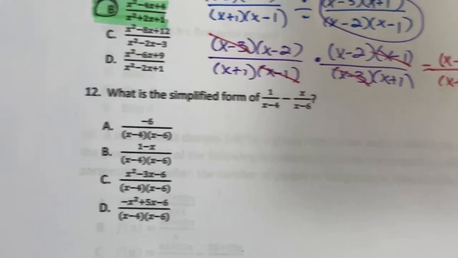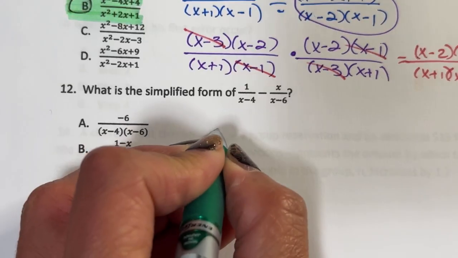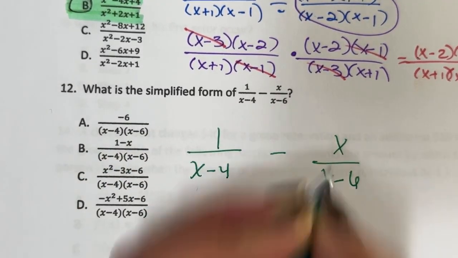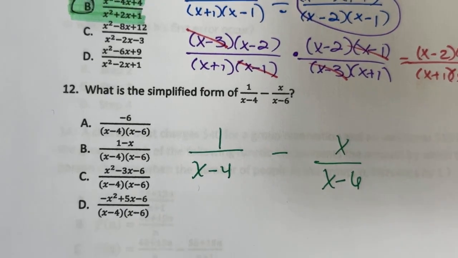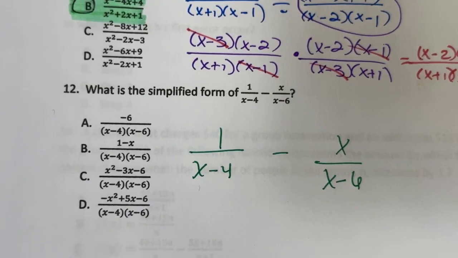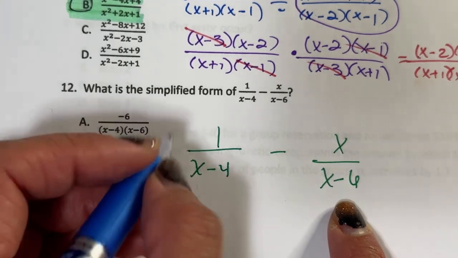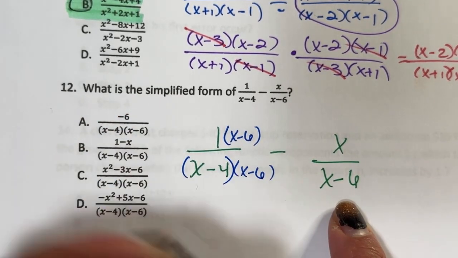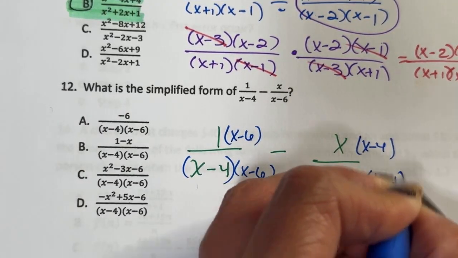Okay. Number 12 says, what is the simplified form of this? We're subtracting fractions, so we're going to need to get a common denominator. Well, these denominators are definitely not in common right now. We need to make them be in common. So that means we're going to need to see what they're missing. This x minus 4 needs to have an x minus 6 like the other fraction does. So I'm going to multiply top and bottom by x minus 6. This one needs an x minus 4. So I'm going to multiply top and bottom by x minus 4.